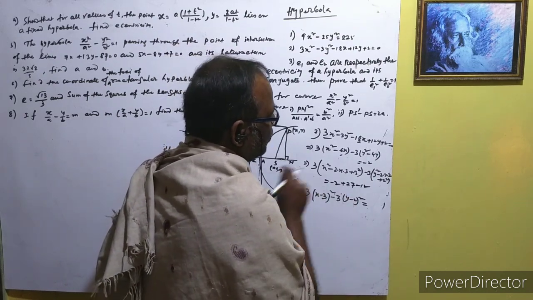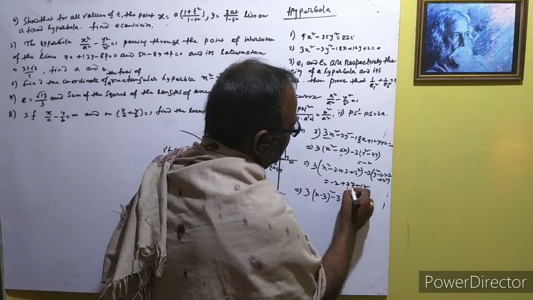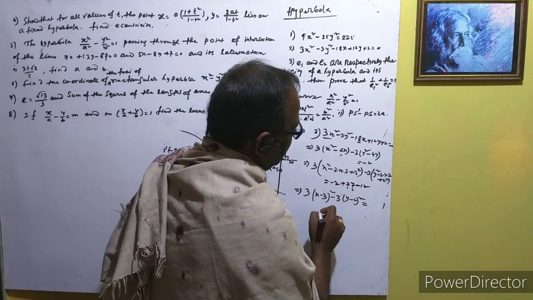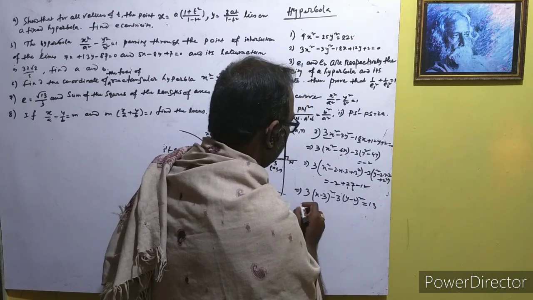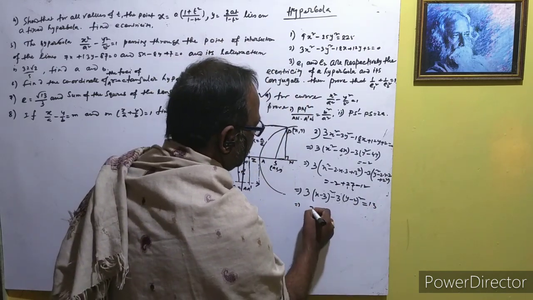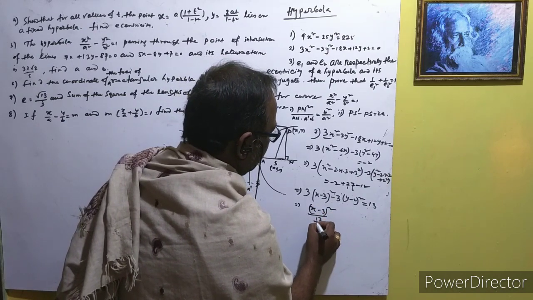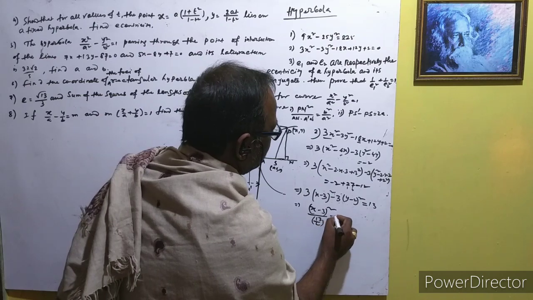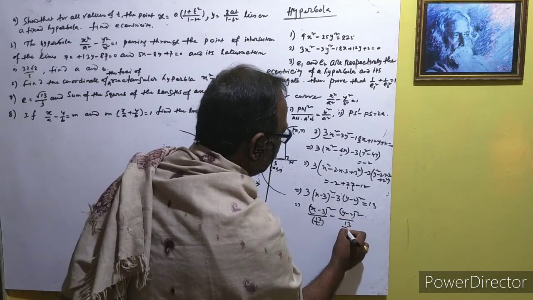If we subtract from 14, that is 14, that we are 13. Okay, that we are 13 here. So divided by 13, that is (x minus 3) whole square by 13 by 3, and also (y minus 2) whole square by 13 by 2.